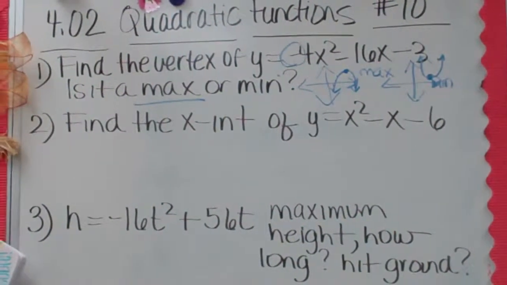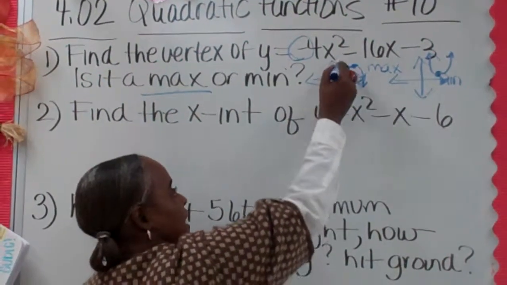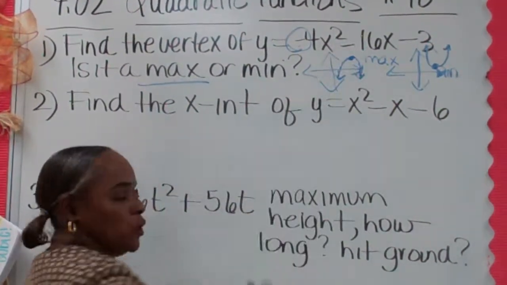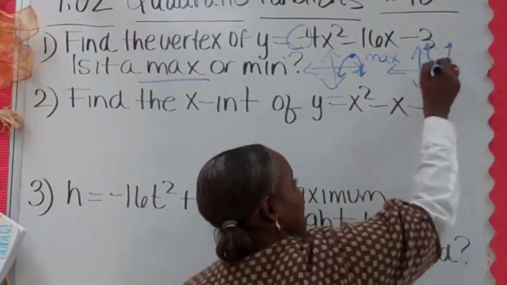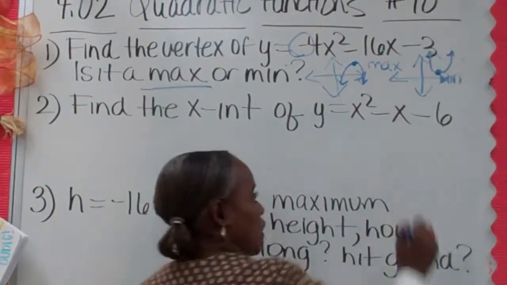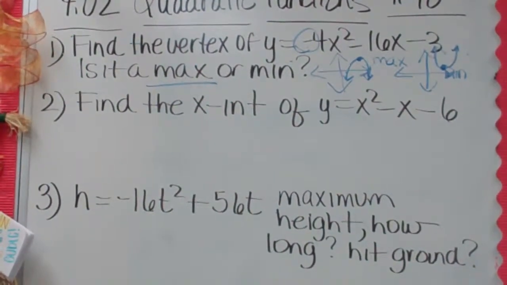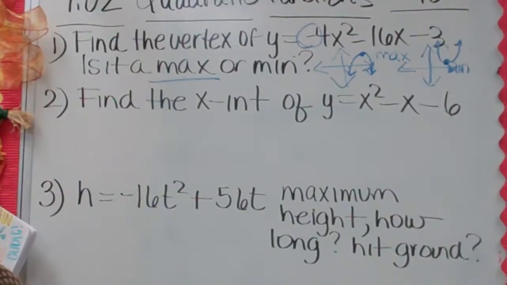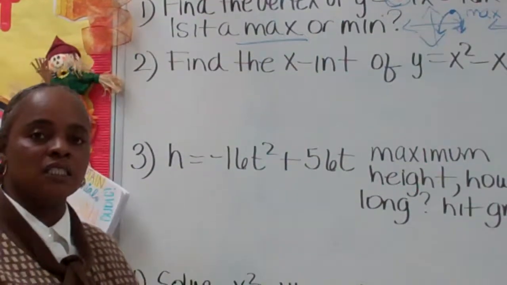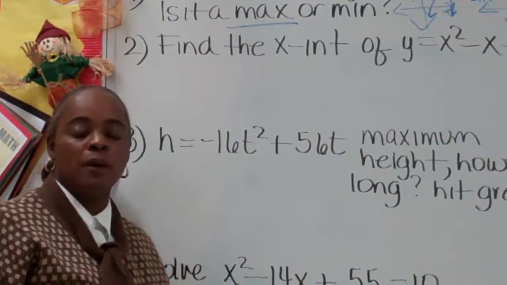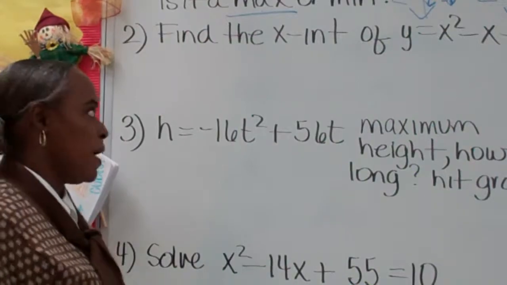If the parabola opens down, then the vertex is at the top and it is a maximum. It's the highest point on the graph. If the parabola opens up, then the vertex is a minimum. It's the lowest point on the graph. So that's very easy to decide. Look at the number in front of the x squared term. If that number is positive, the parabola opens up, your vertex is a minimum. If that number is negative, your parabola opens down and your vertex is a maximum.